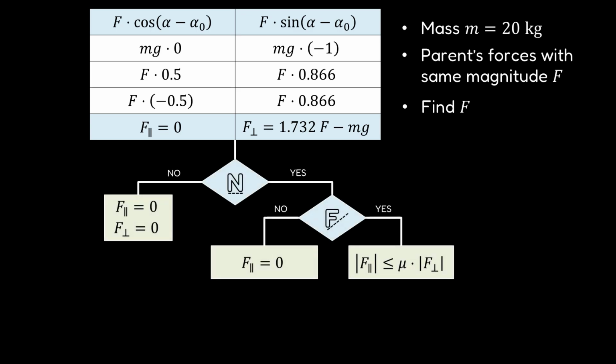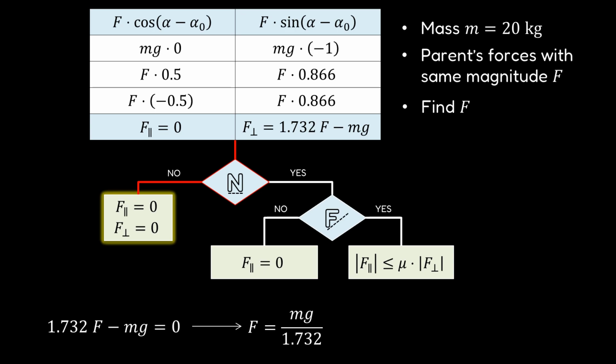Since there are no contact surfaces, the equilibrium conditions are F parallel equal to 0 and F_perp equal to 0. The first condition is already satisfied. The second gives square root of 3 times F minus mg equal to 0. Among these quantities, the unknown is F. Solving for F and substituting the problem's data, we obtain that each parent's force has a magnitude of 113 newtons, and the problem has been solved.